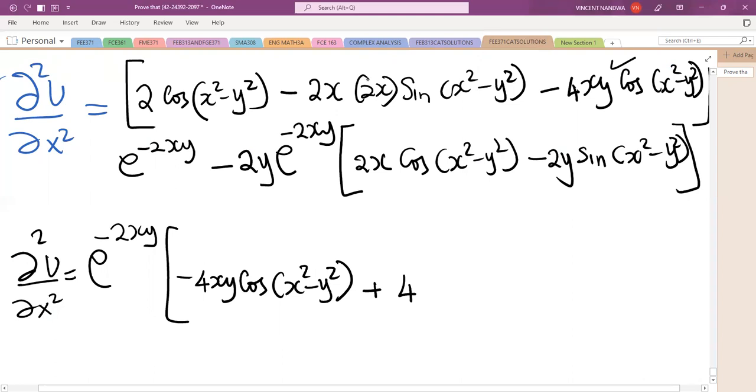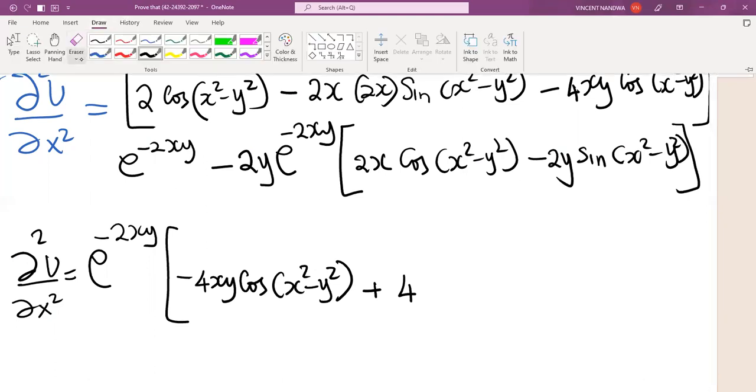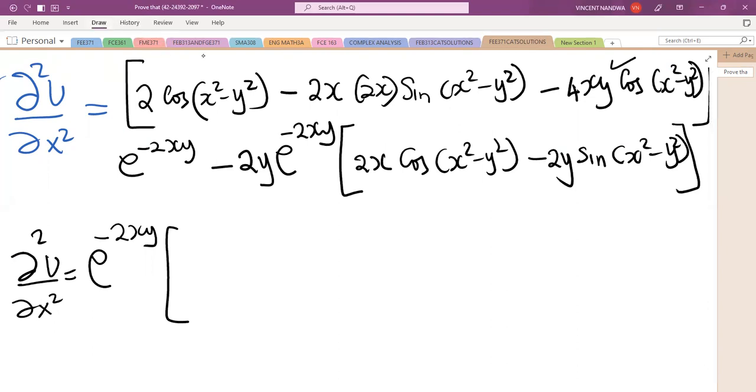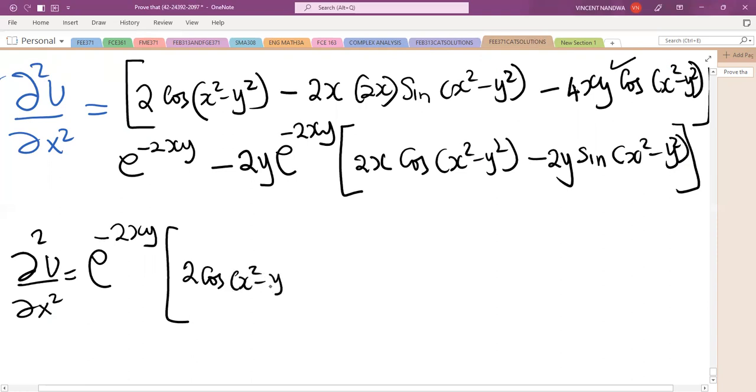So let's just start with the first one on the left. After factoring out e raised to the power minus 2xy, this first term will be 2 cos of x squared minus y squared. Here I'll have minus 4x squared sine of x squared minus y squared.